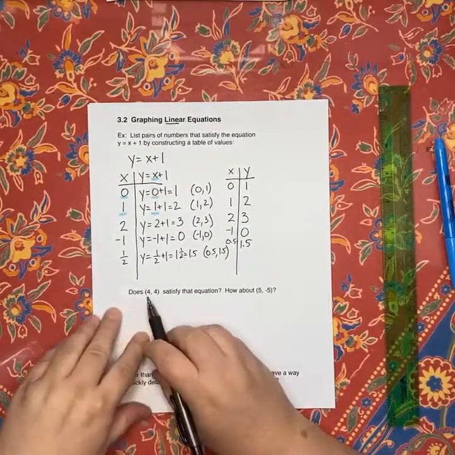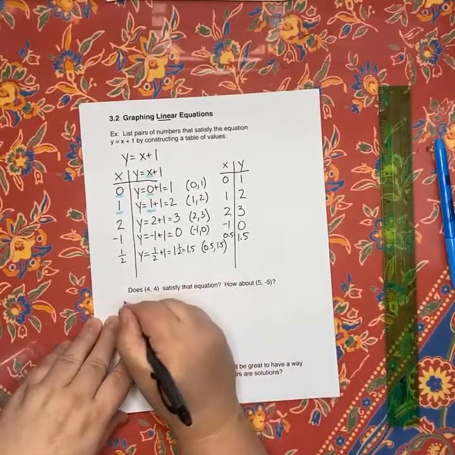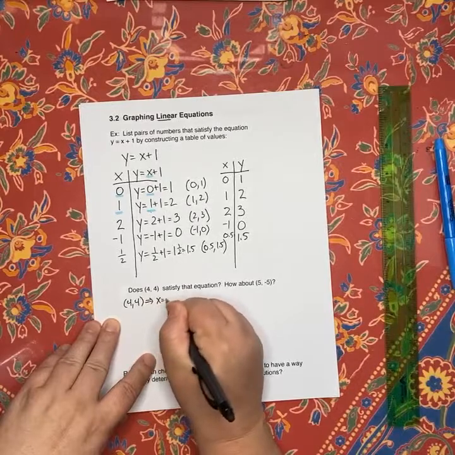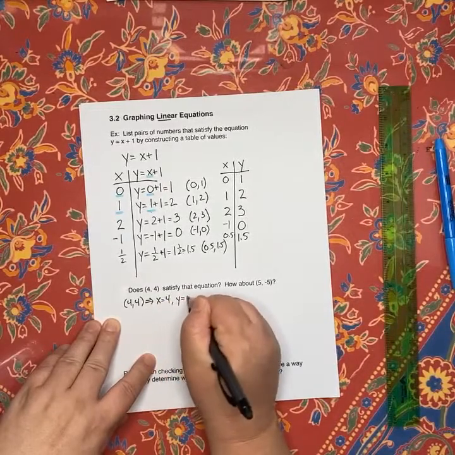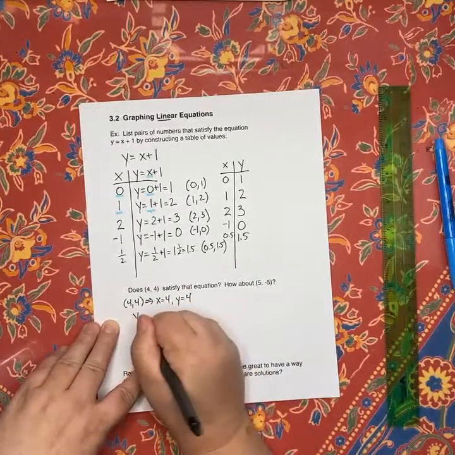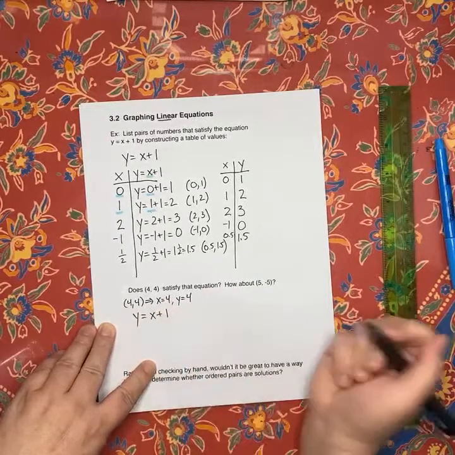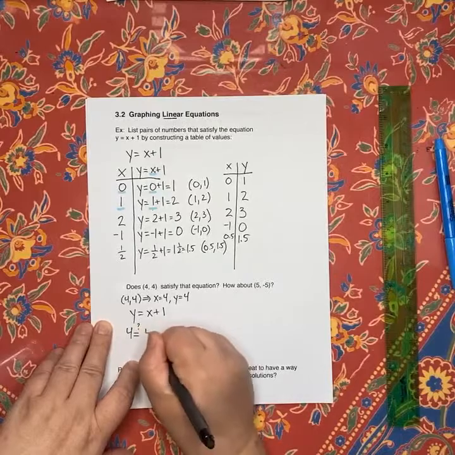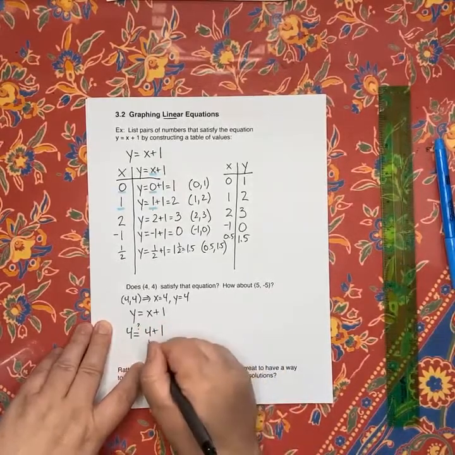Okay, does 4, 4 satisfy that equation? So that means x equals 4 and y equals 4. Let's try it out. So I've got y equals x plus 1. This doesn't seem likely, but let me try it. Does 4 equal 4 plus 1? No.